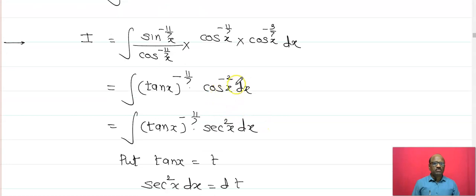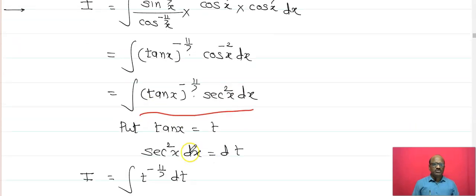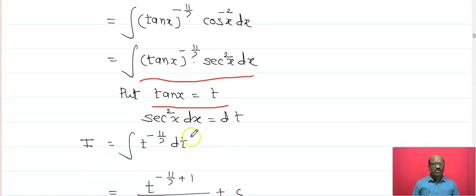Now this cos x raised to minus 2 is nothing but 1 upon cos square x, and 1 upon cos square means what? Sec square. And our substitution now: the way for substitution is clear. So for tan x, what will we consider? We will consider t. We substitute tan x is equal to t. What about its derivative? Its derivative is sec square x into dx is equal to dt.